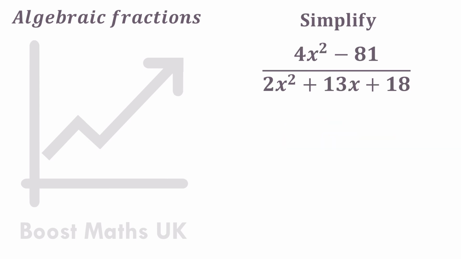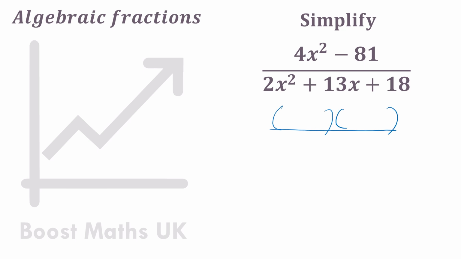Another algebraic fraction question, but this time our numerator has only got 2 terms. So we look to see if there's anything common between 4x squared and minus 81. And in this case, there is nothing as a common factor that we can take out. So the next thing we look for is, are they square numbers? And 4 is a square number, x squared is square, and 81 is square, which allows us to do what we call the difference of 2 squares.